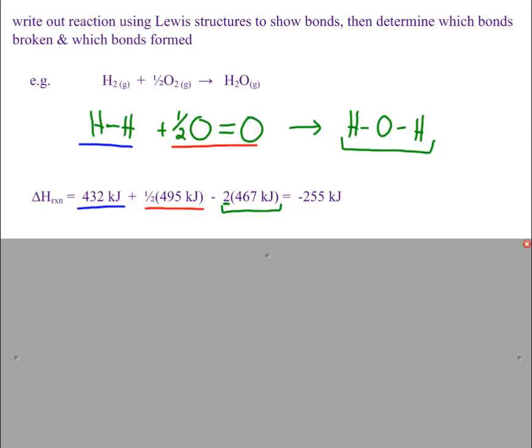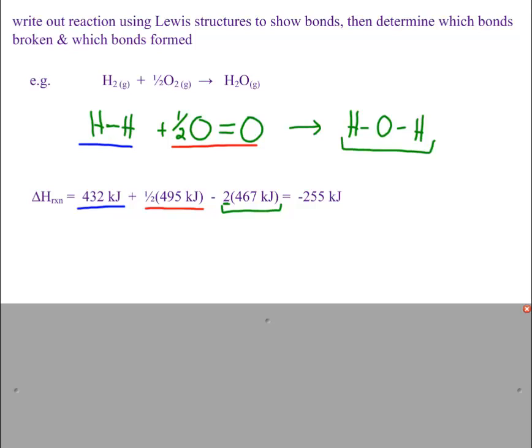Bond energies in the table are listed as all positive because you assign the sign based on the sum of the equation. So we end up with negative 255 kilojoules for creating 1 mole of water. Now if we compare that to what we found for heat of formation of water in the table, we'll find it's not quite the same. Again, this is an approximation.